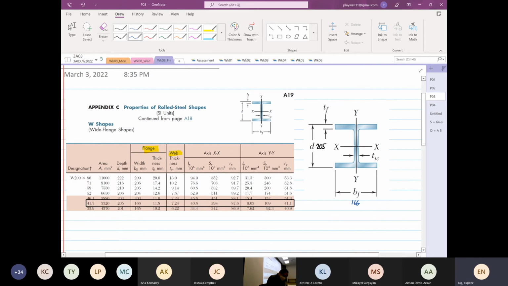I'm getting old. Of TW, the TF is 11.8. Okay. And then we will write down our IXX is equal to 40.8 times 10 to the power minus 6 meter to the power 4. And our IYY is equal to 9.03 times 10 to the power minus 6 meter to the power 4.